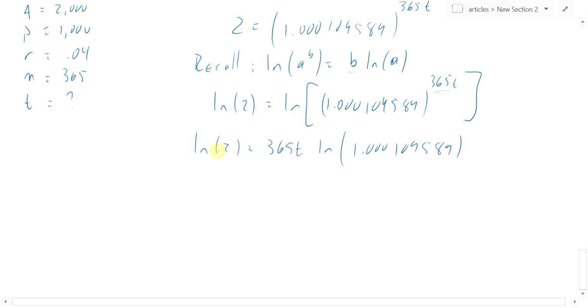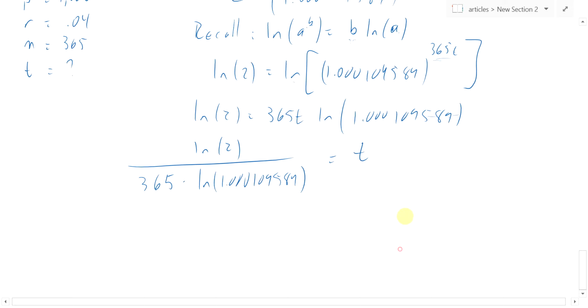Excellent. Log of 2, that's just some number. Log of this horrible number, also just some number. 365, also just some number. So we'll just divide to get the t all by itself. We'll divide both sides by 365 times whatever this is. So log of 2 over 365, and it's a 5, not an 8, times logarithm of 1.000109589. That is my time.